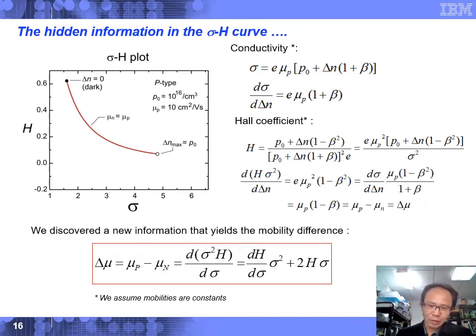And what you will find is that the derivative of H over sigma times sigma square plus 2H sigma, or you can simplify this into the derivative of sigma square H over sigma, gives you the difference in the mobility, or delta mu, the hole mobility minus electron mobility. So this is a new interesting piece of information that is kind of hidden in the photo Hall experiment.